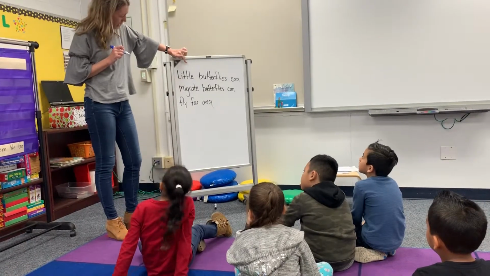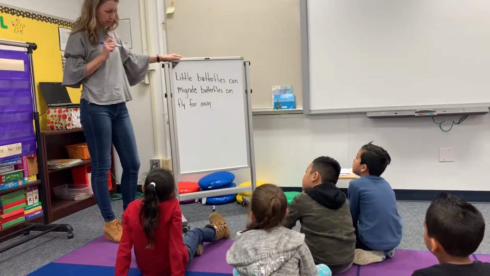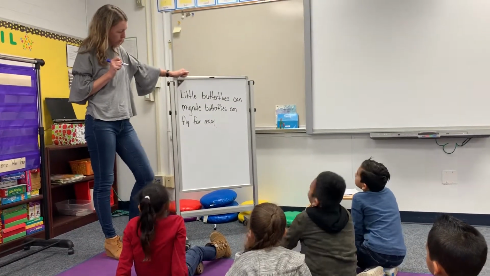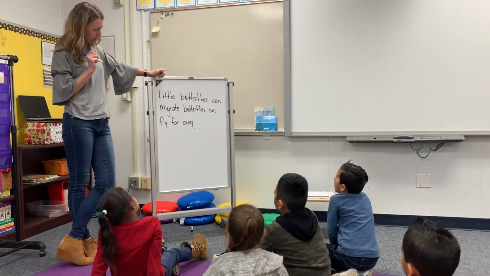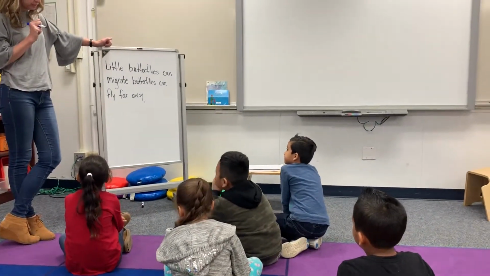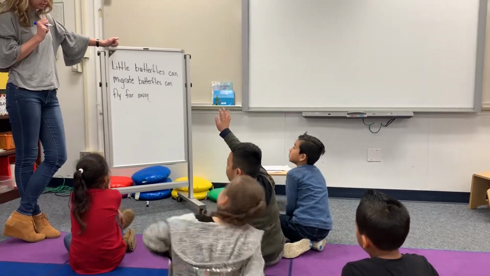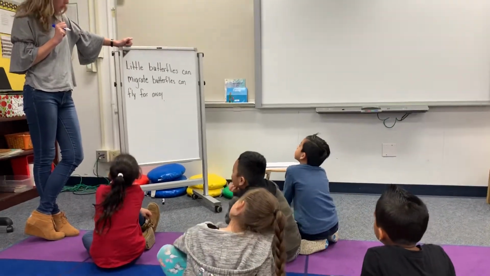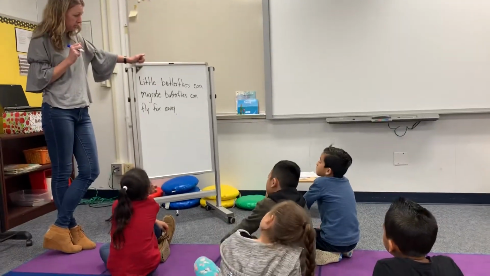Okay, boys and girls, I have Isabella's writing right here, okay? And Isabella wrote 2 sentences about butterflies. She's missing what goes at the end of a sentence. What goes at the end of a sentence? Charlie? A period. Yeah, usually a period. Some kind of punctuation mark has to be at the end of the sentence.